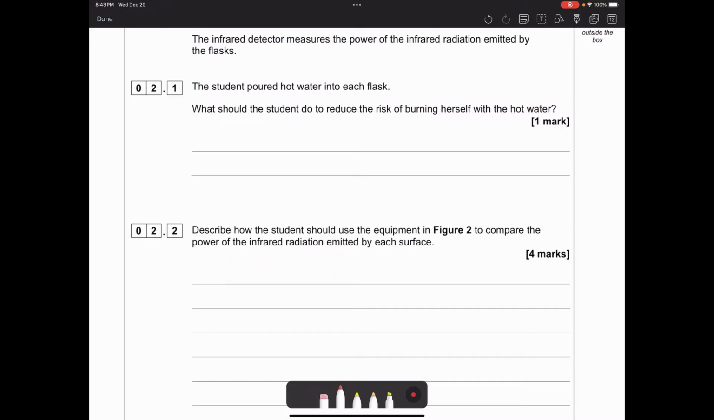So this is a general safety risk assessment question. If you're using hot water, what could you do? You just got to suggest something logical and sufficient. So I would be saying things like, obviously, you'd be standing up, you wouldn't pour boiling water sat down. You could use a funnel.